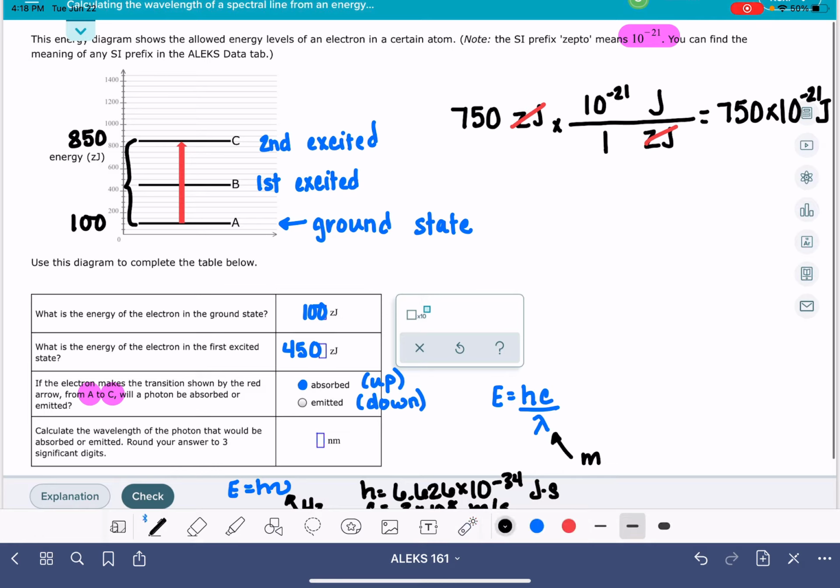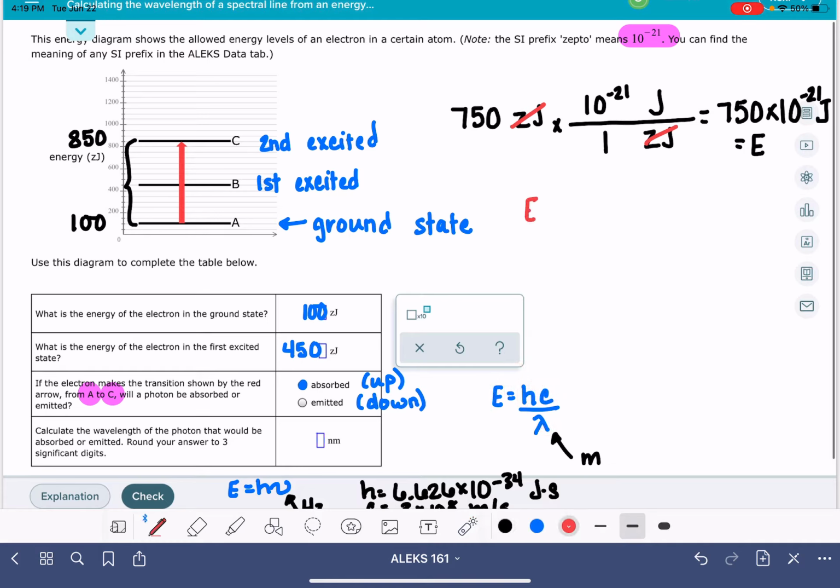So this number here is our E value. That's the number that we're going to use in these equations. And again, that's the difference in the two energy levels that the problem is asking us about. So we know E, we know H, we know C. All we have to do is solve for lambda.